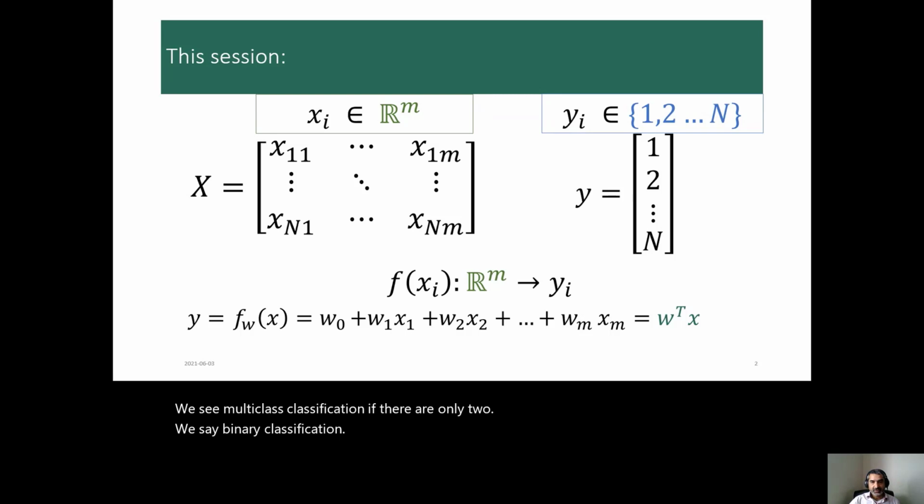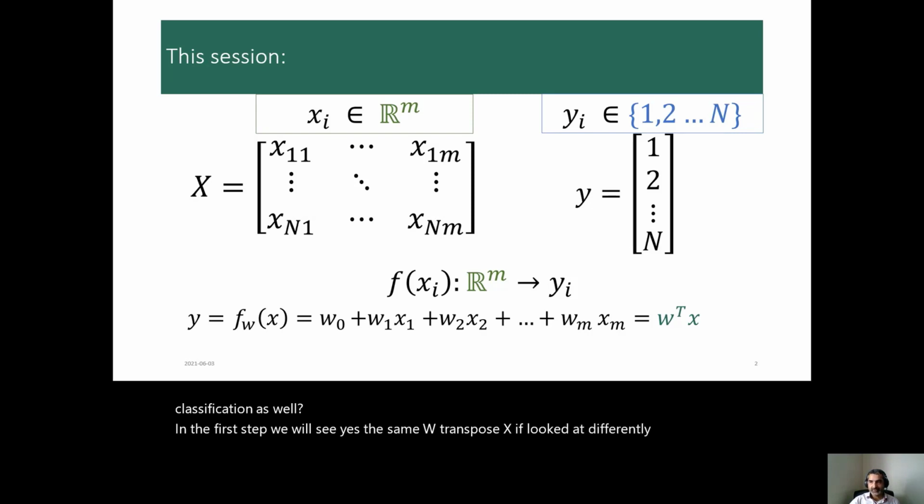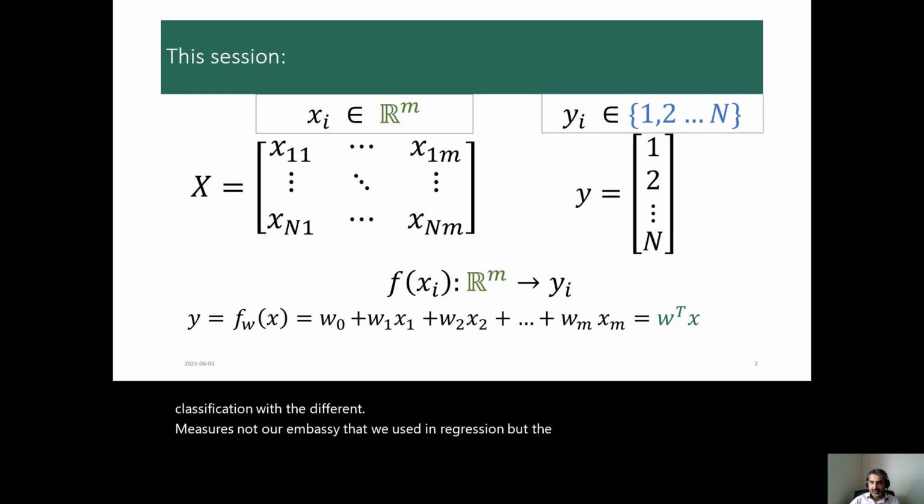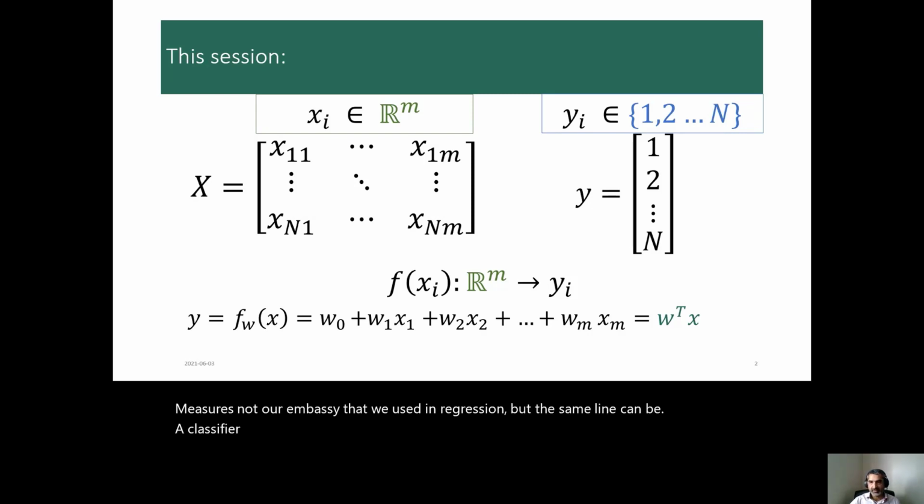What we are going to attempt is whether this same W transpose X solution is workable for classification as well. In the first step, we will see, yes, the same W transpose X, if looked at differently, can give us classification with different measures, not RMSE that we used in regression, but the same line can now be a classifier or classification boundary line.